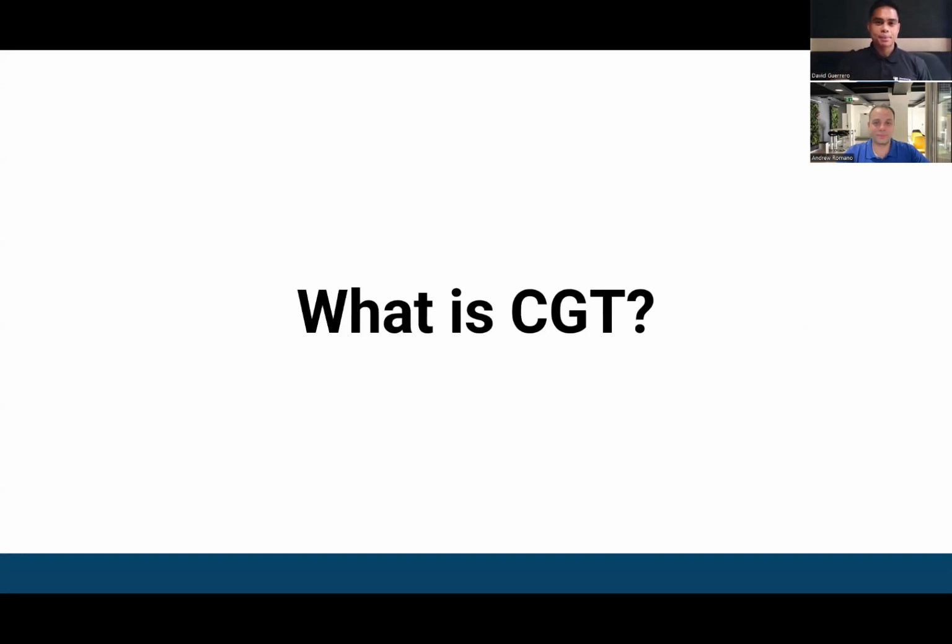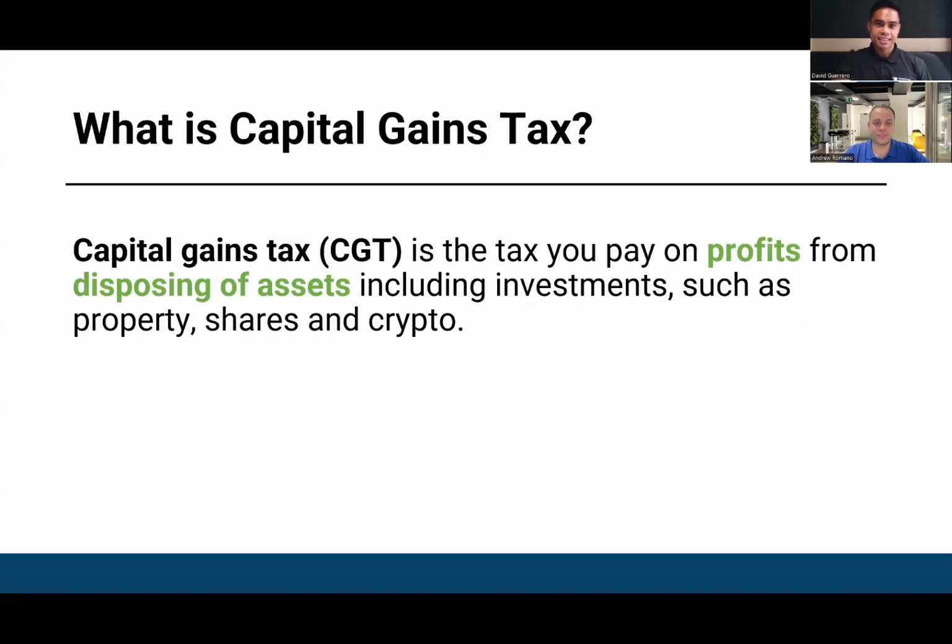So what is capital gains tax? CGT is a tax that you pay on profits from disposing or selling an asset, including investments such as property, shares, and crypto. This profit is added onto your assessable income in your tax return in the year that you sell the asset, increasing the tax you pay.